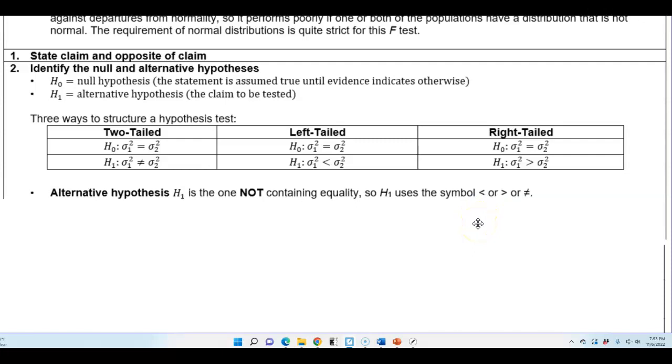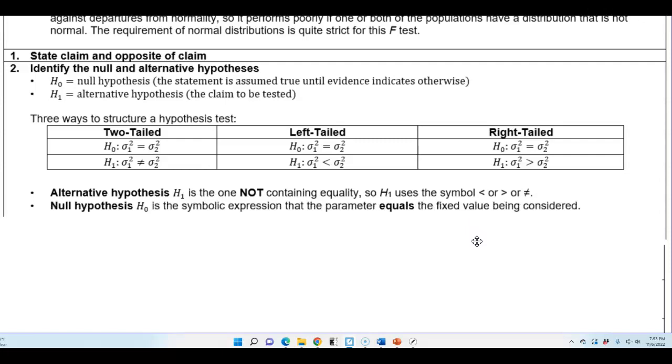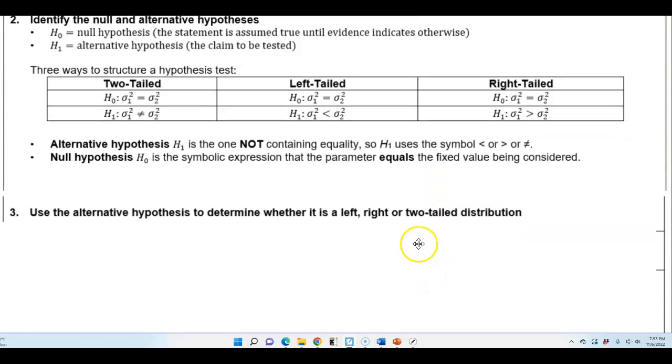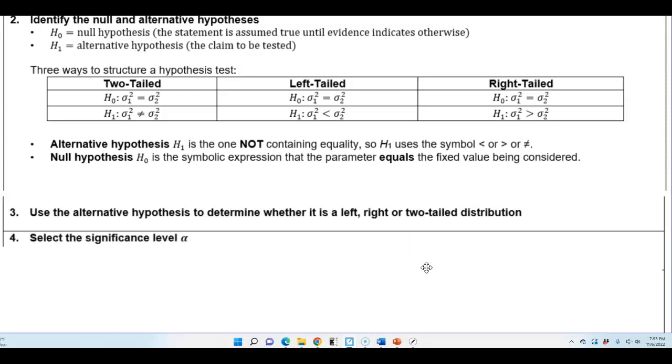Now, the alternative hypothesis is the one not containing equality, so the alternative uses the symbols less than, greater than, or not equal to. Whereas the null hypothesis is the symbolic expression that the parameter equals the fixed value being considered. Number 3, you're going to use the alternative hypothesis to determine whether it is a left, right, or two-tailed distribution.